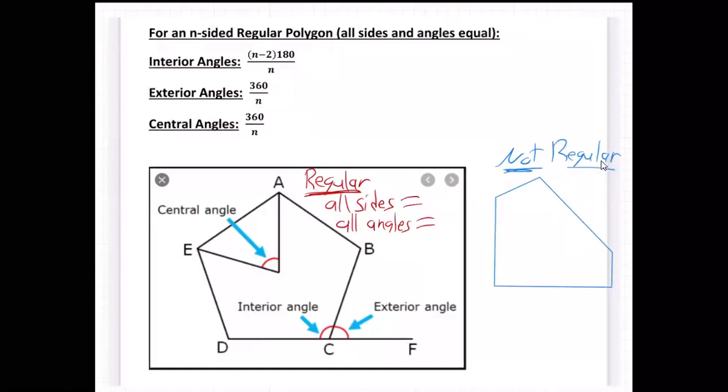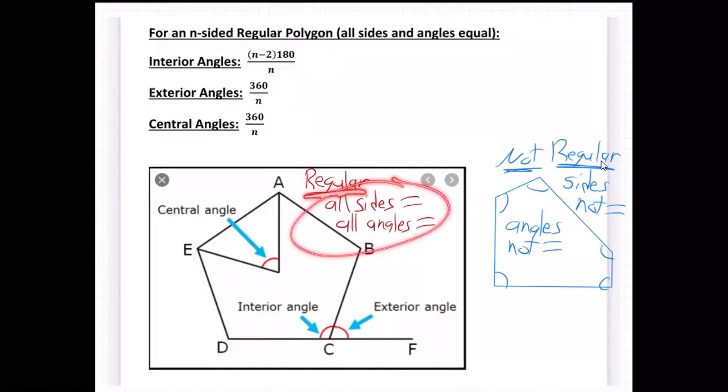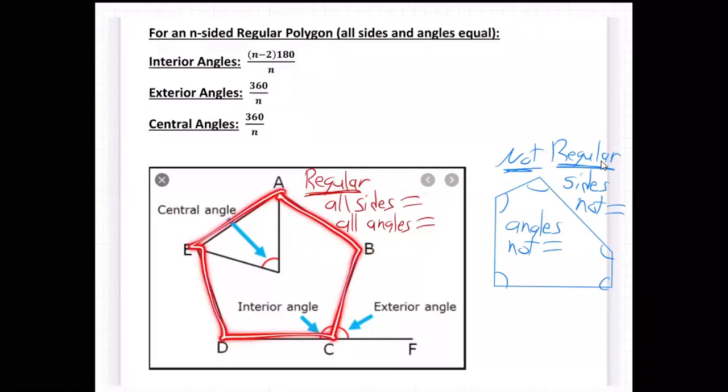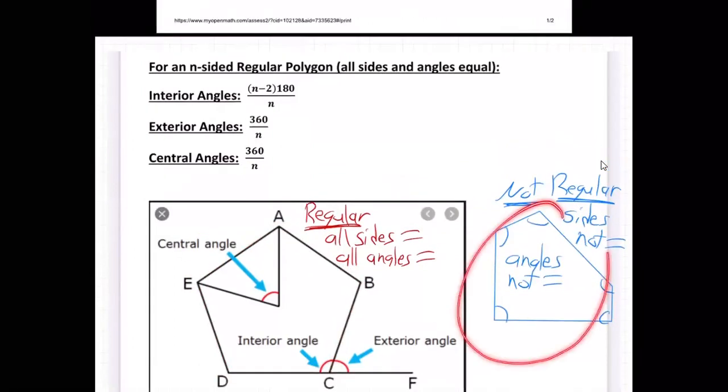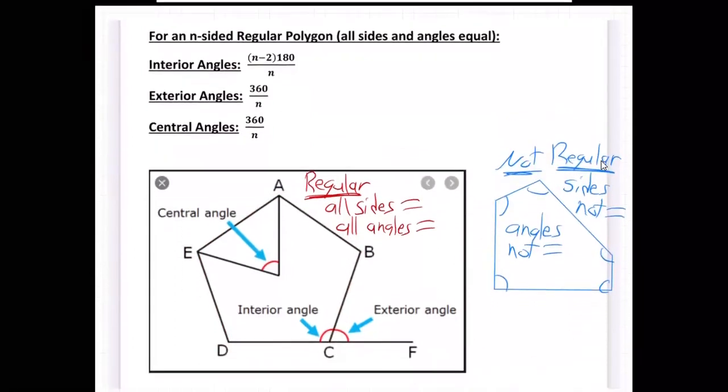I want to make sure it's clear what we're talking about. The sides are not equal, are they? Some of the sides, some of the angles are not equal. These angles are not all the same. So that's the difference between a regular polygon and a polygon that's not regular. Regular means all the sides and angles are equal. It's a perfect shape, perfect balance. Whereas over here, that's not regular, not a perfect shape.